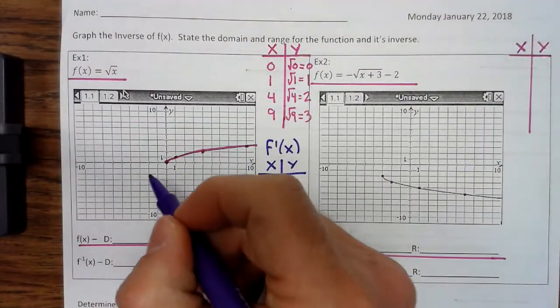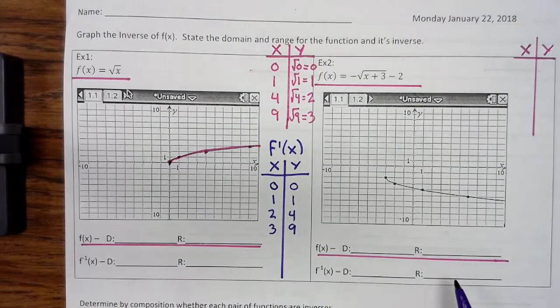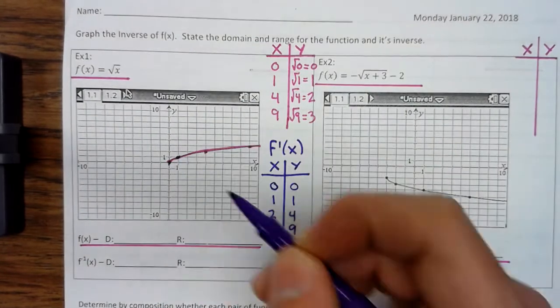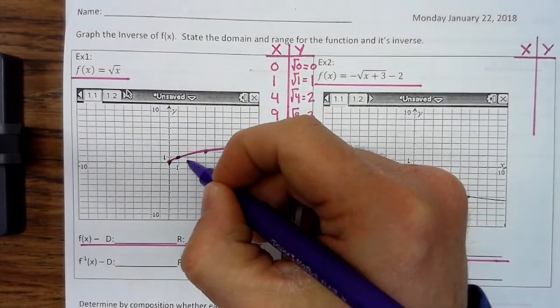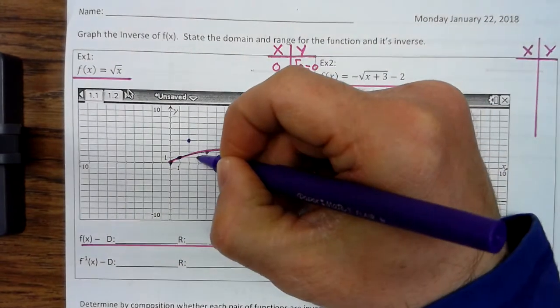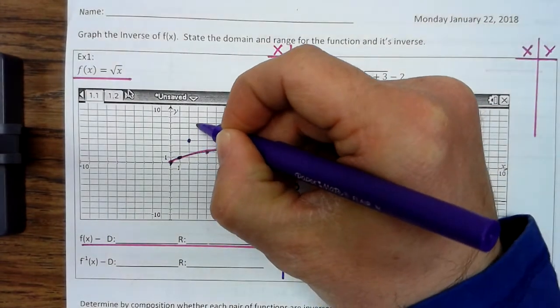Okay, so then we have 0, 0. 1, 1. 2, 4. And 3, 9.